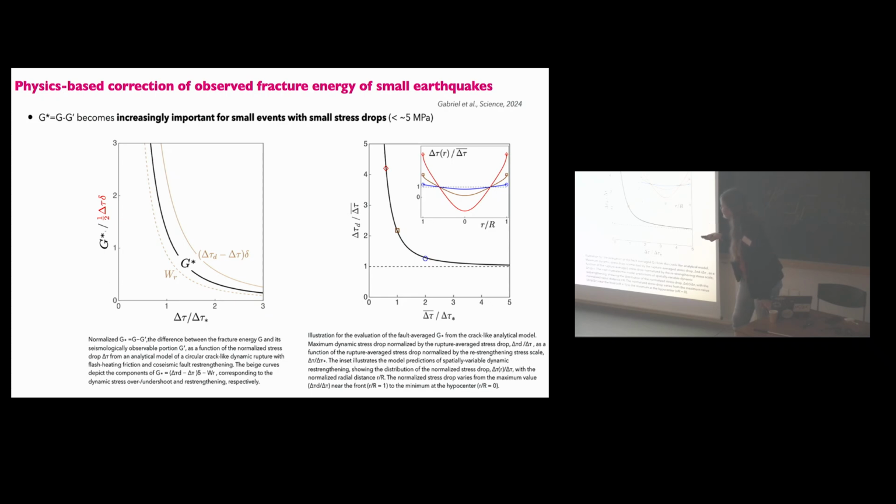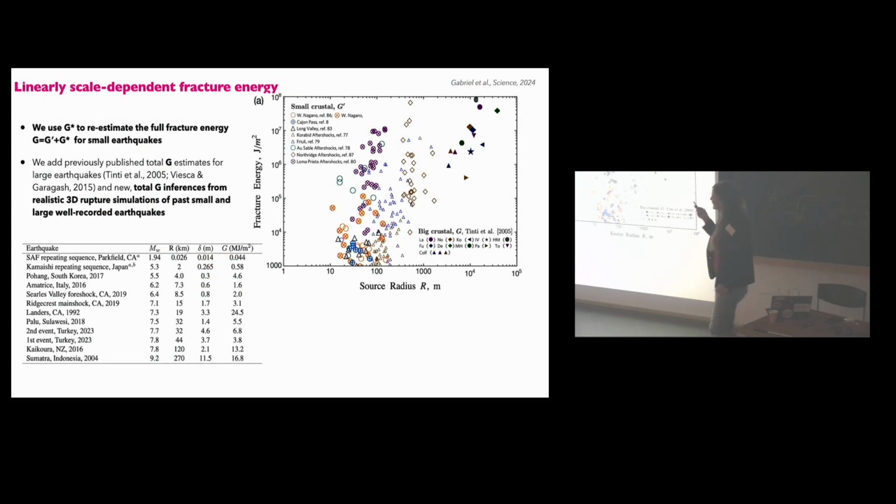You can ask me about this later too. I'm just speeding up a bit. So as I said, we use this to re-estimate the full fracture energy for small earthquakes. I wanted to show this table because it might be useful for others too. As part of this exercise, I went back to a lot of dynamic rupture models of previous small and large earthquakes from our group and from other groups. And we computed the total G, and we added that to an updated scaling.